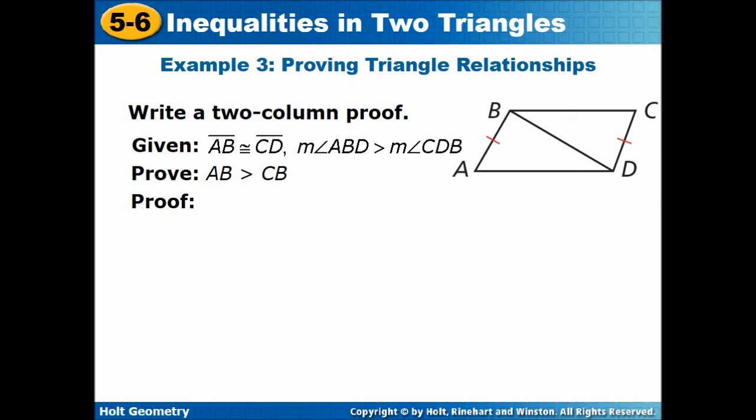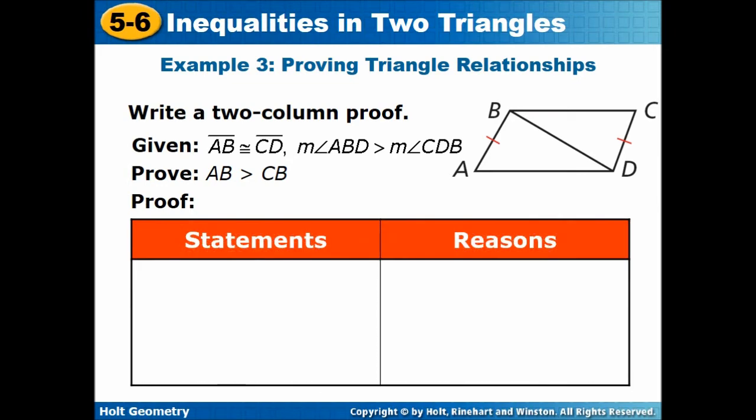Now, if you'll remember, when you have congruent sides like that, you can deduce some things about what the quadrilateral is. But the given is that AB is congruent to CD, and the measure of angle ABD is greater than the measure of angle CBD. So if you know that, you should be able to prove that AB is greater than CB. So now we're going to do the proof.